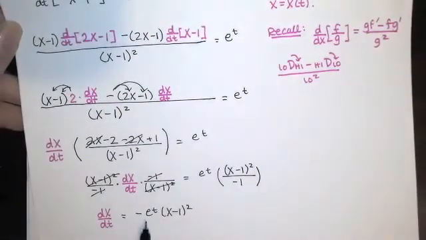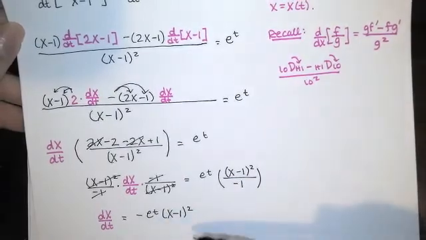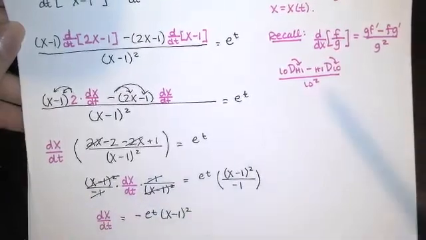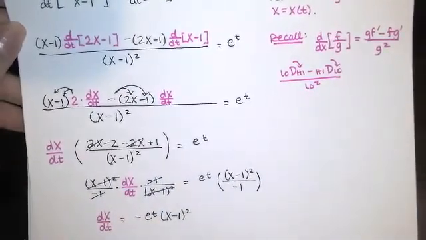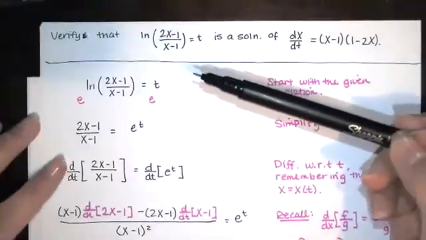I've got an e to the t in this. I've got an x minus 1 squared in this. So let's go back to the beginning and look for a relation that we might be able to substitute to make this look like the expression that we want it to look like. So I'm staring at this, and then I go back up here. You see it?